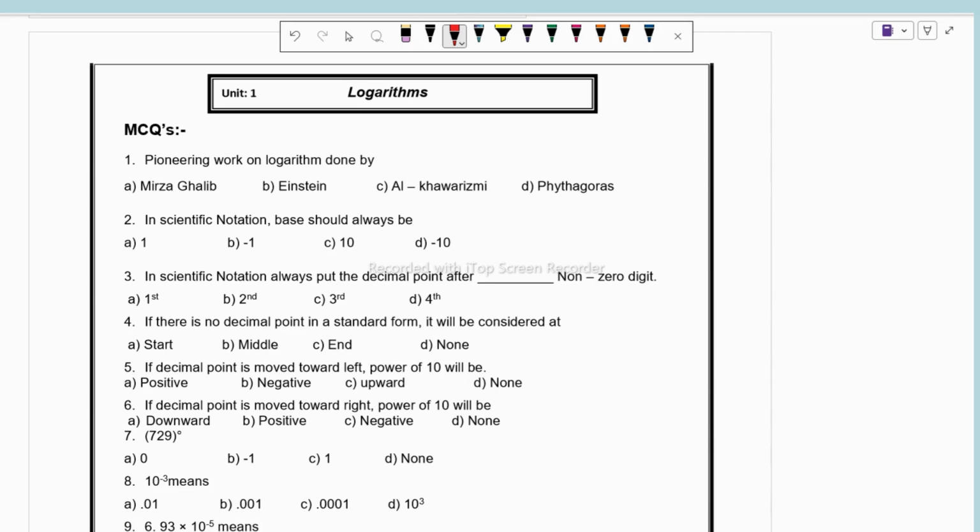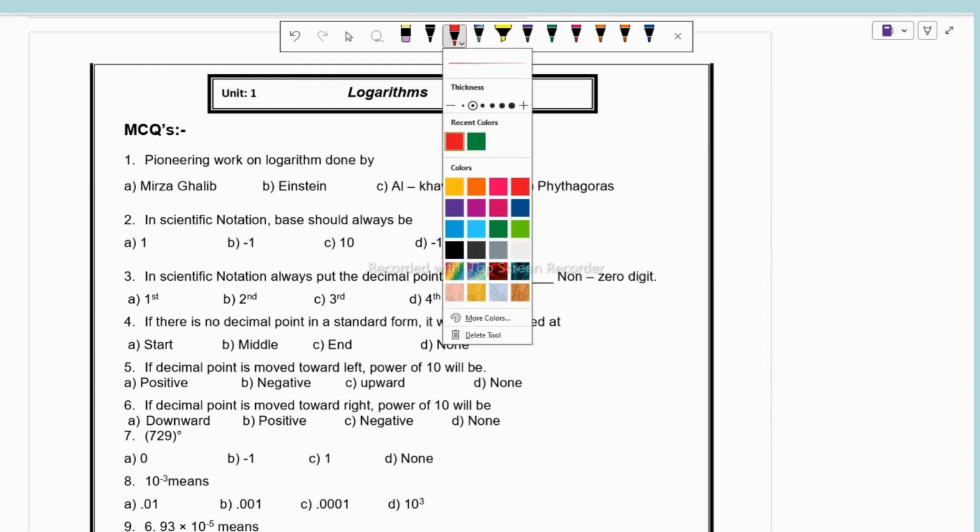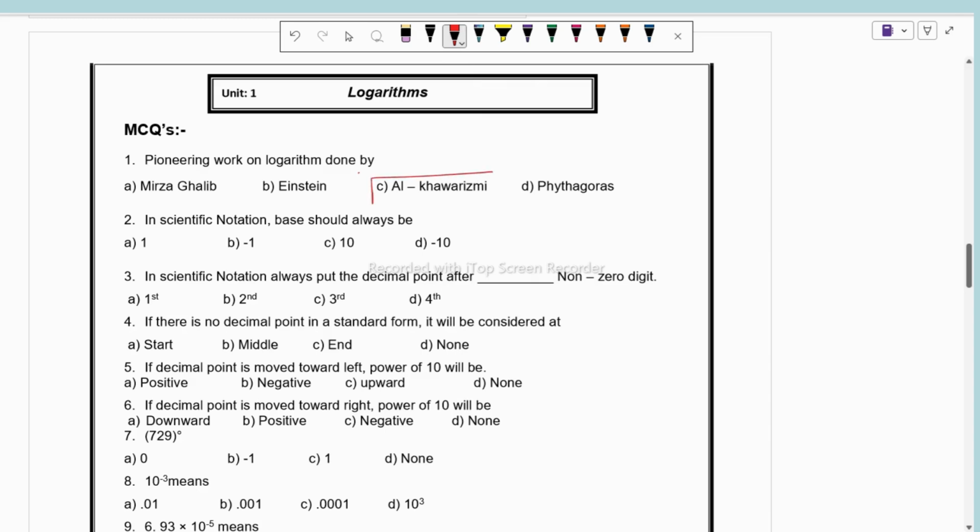In today's class, we will discuss the MCQs of chapter number 2, logarithm. So let's start the MCQs now. The first MCQ is: the pioneer work on the logarithm was done by Al-Khwarizmi. So option number C is correct.